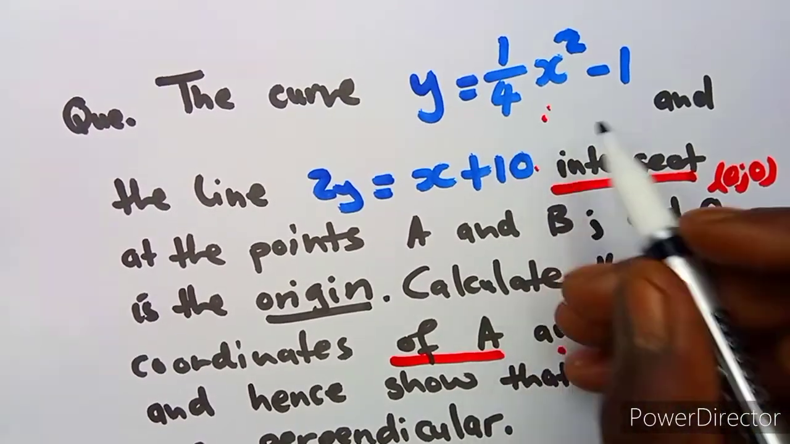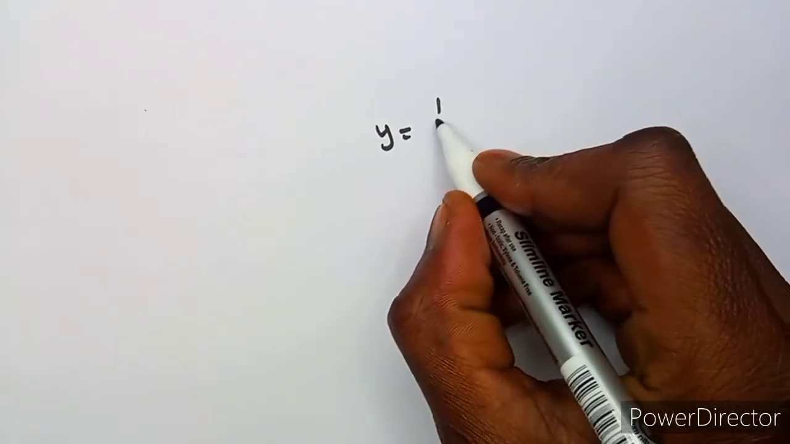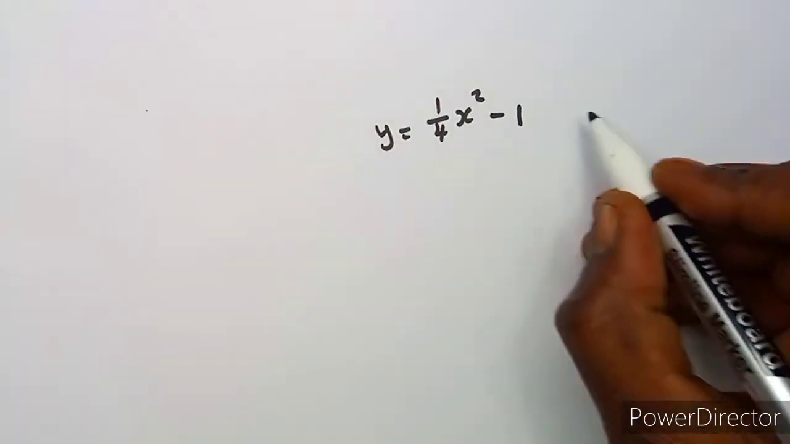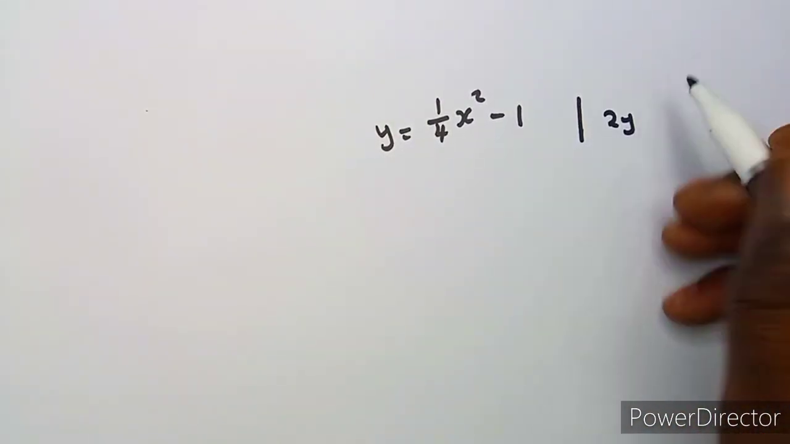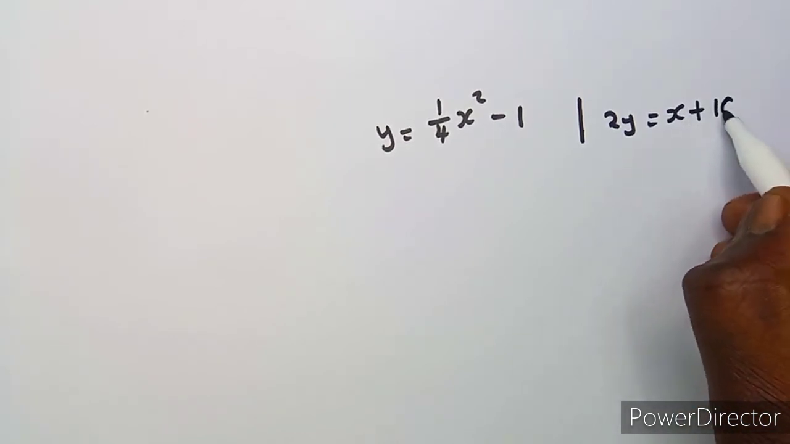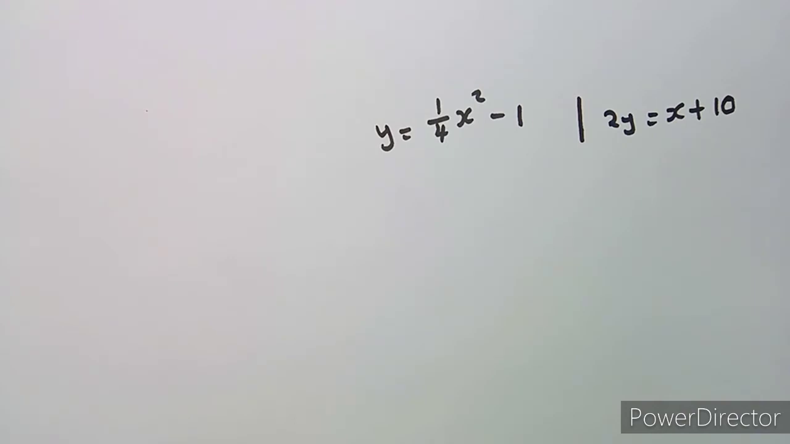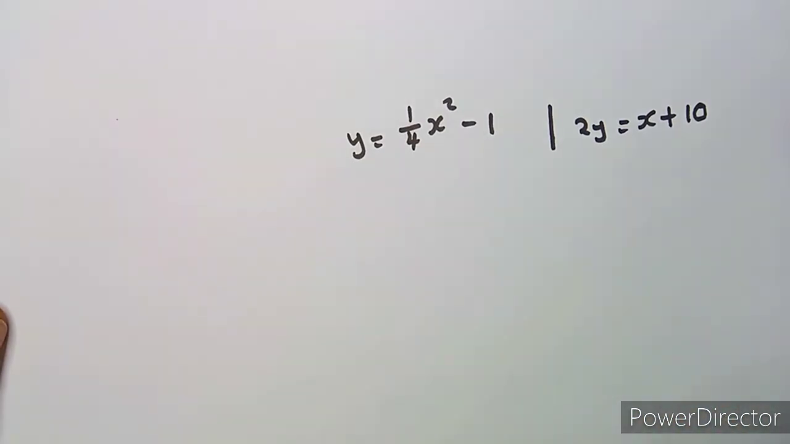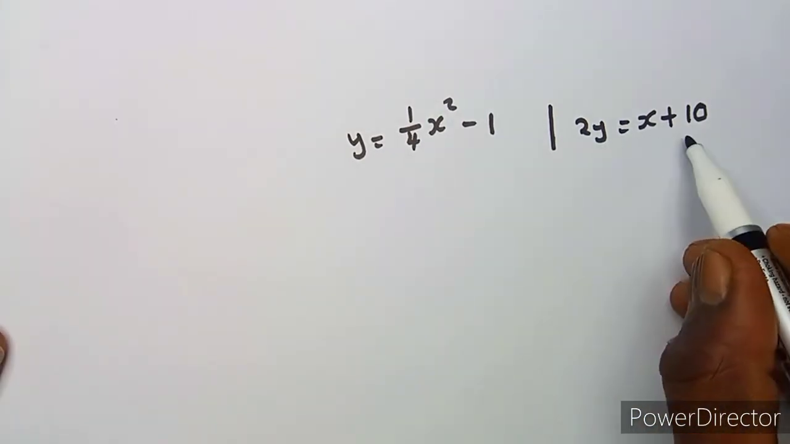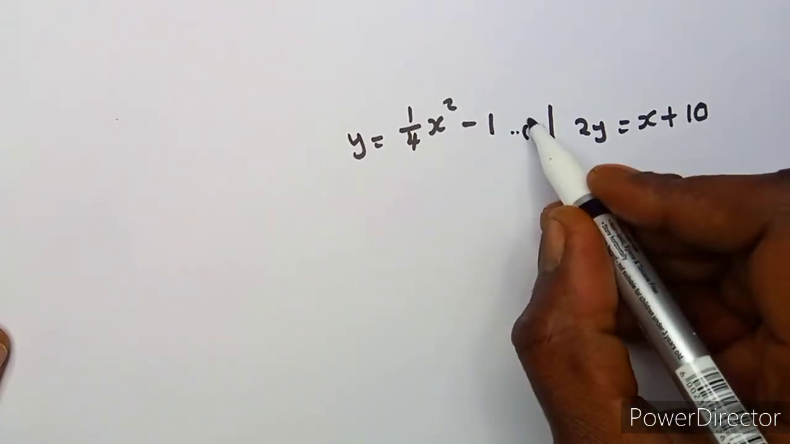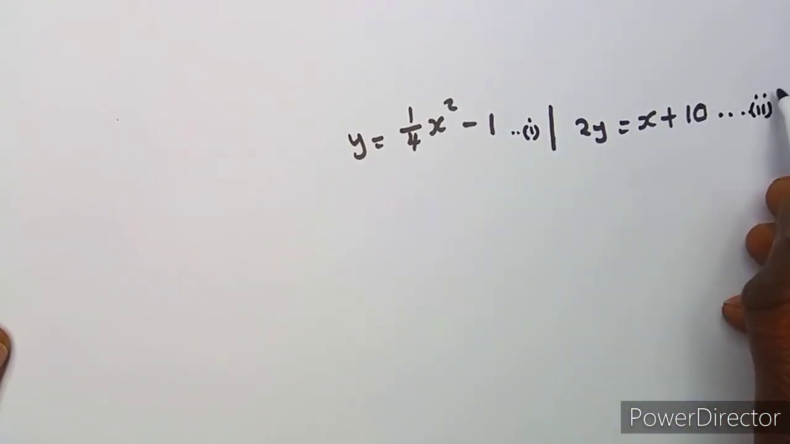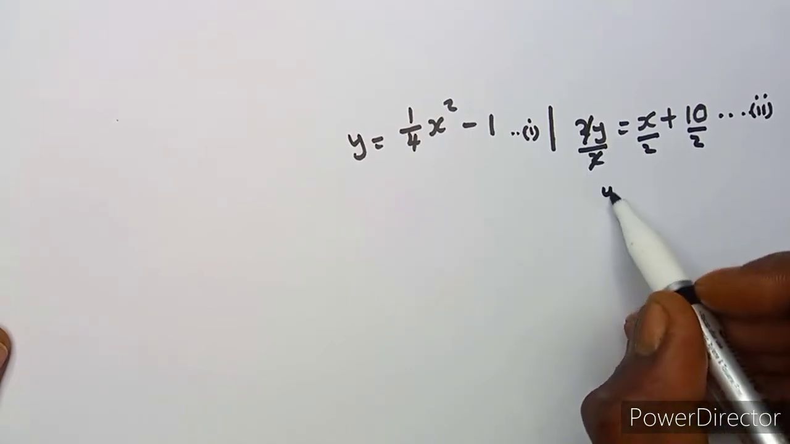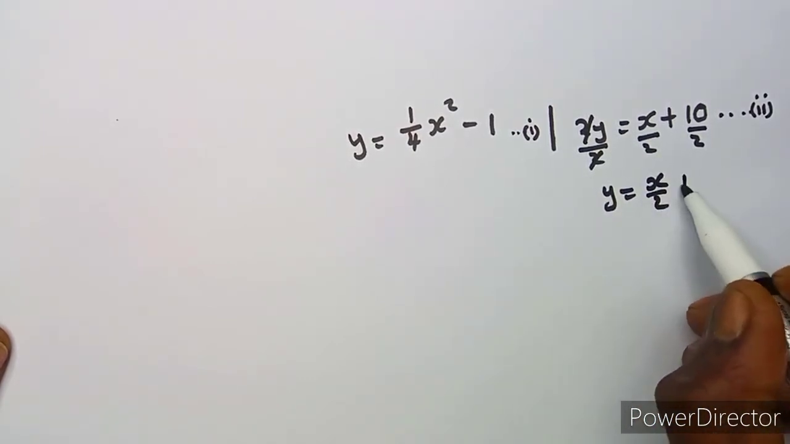Which equations am I talking about? This equation of y is equal to 1 over 4 x squared minus 1, and this equation of 2y is equal to x plus 10. So how can I simply solve these two equations, guys? I can clearly see that here already y is the subject, so either I can just substitute y here in equation 2 so that I can solve, or I can make y the subject on equation 2. Let's say this is our equation 1, this is our equation 2, because we want to solve simultaneously. So I can divide each and every term by 2. So y is equal to x over 2 plus 5.